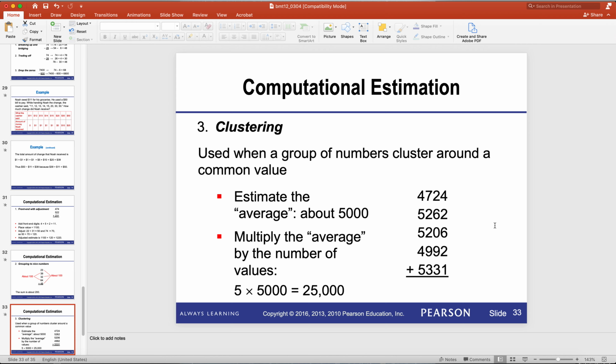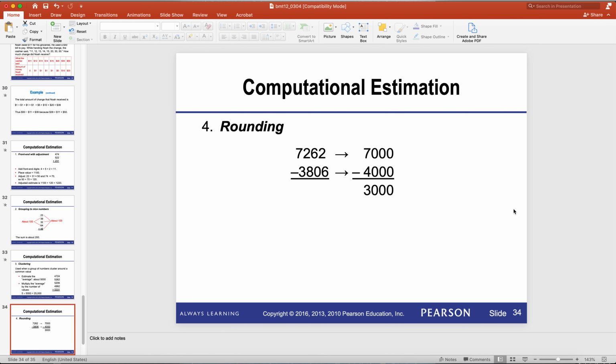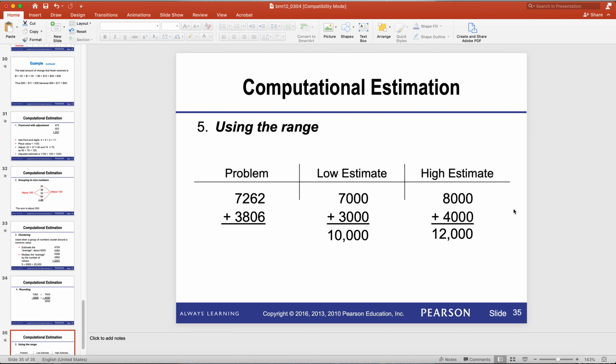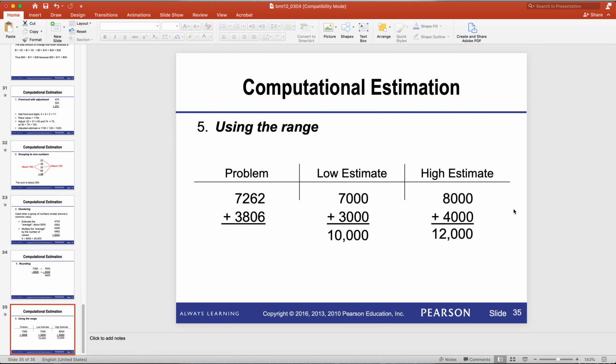I can also use clustering. Clustering happens when I'm adding numbers that are kind of clustered around one central number. And if you look at all of these values, they're kind of clustered around 5,000. So I could do 5 times 5,000 to get an estimate of 25,000 much quicker than I could actually do the vertical addition. And then rounding is a subset of estimation. So I would be able to round to the nearest digit that is going to end in zeros. And I would know that if I'm rounding down, it's a low estimate. If I'm rounding up, it's a high estimate.